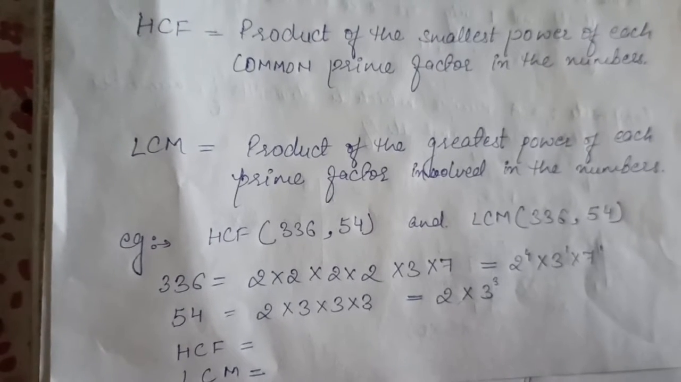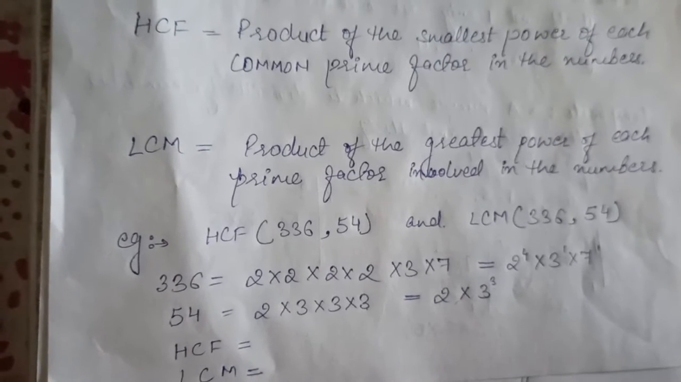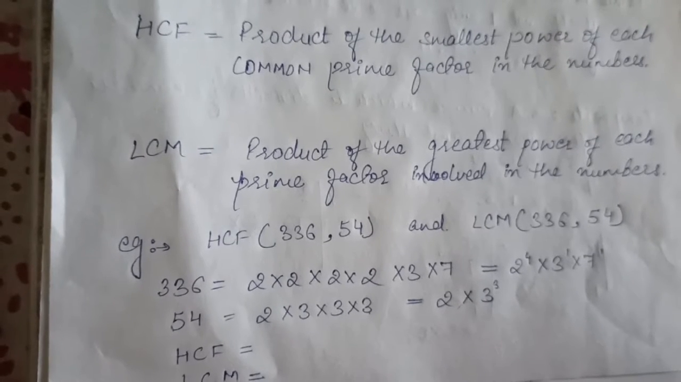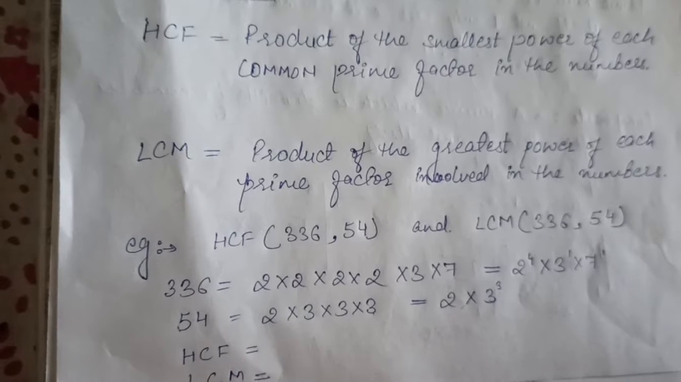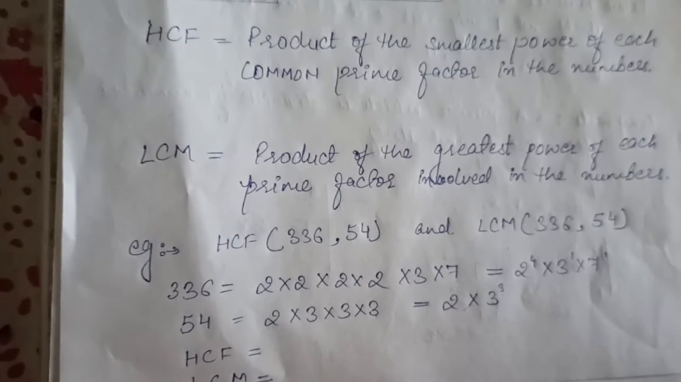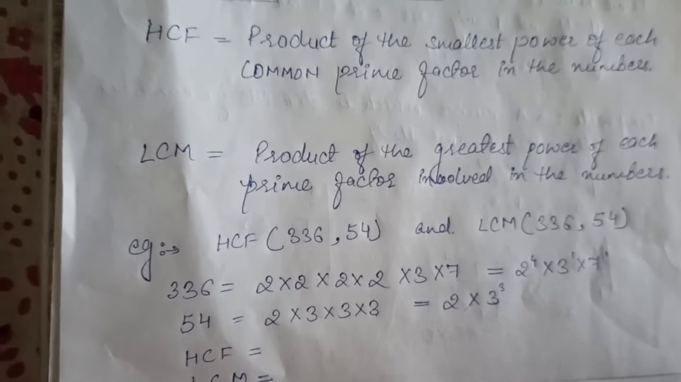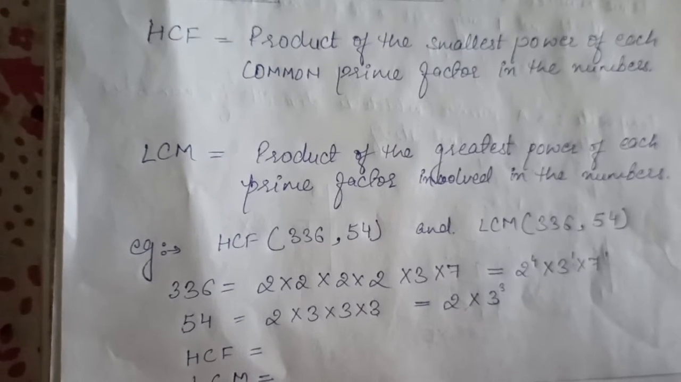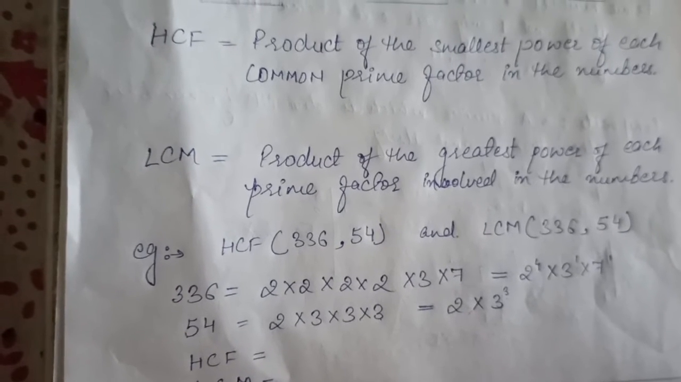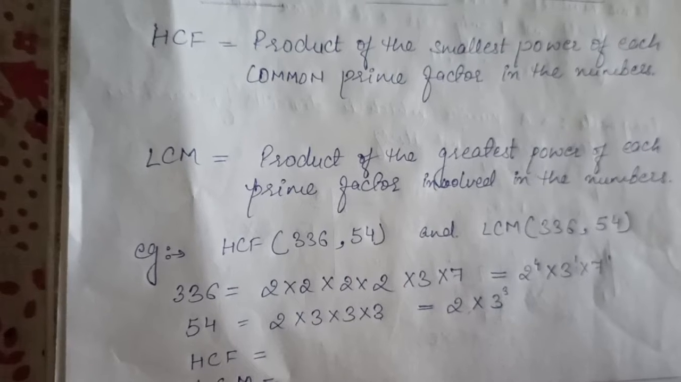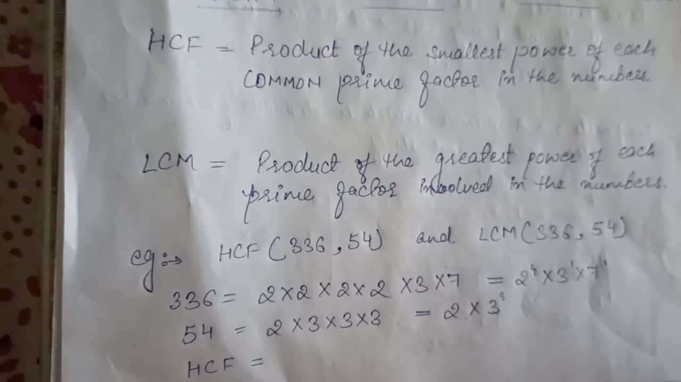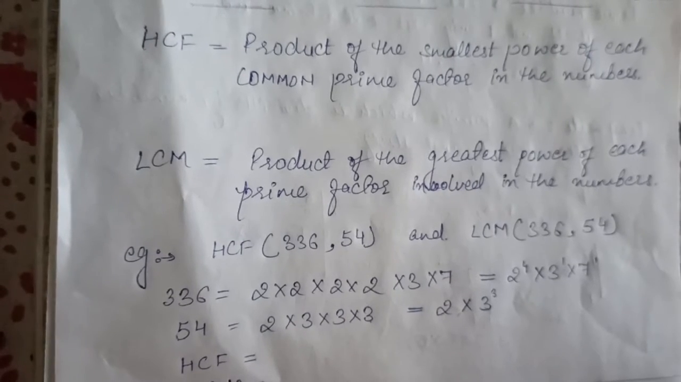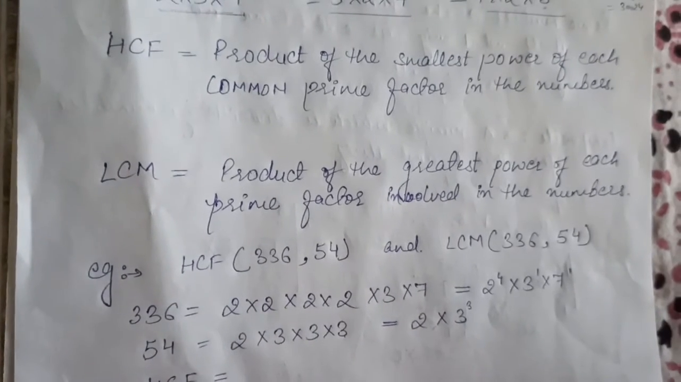Good morning, students. In the previous video we studied the fundamental theorem of arithmetic, which says every composite number can be expressed as a product of primes, and this factorization is unique apart from the order in which the prime factors occur. Now, on the basis of this theorem, we can find the LCM and HCF of numbers using prime factors. So let us see.